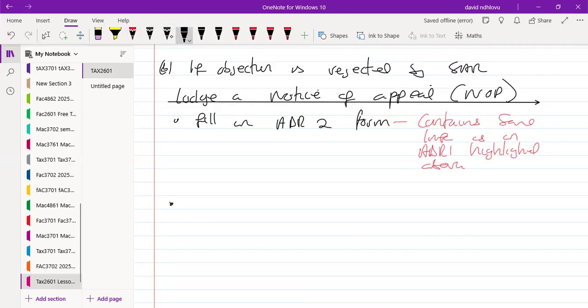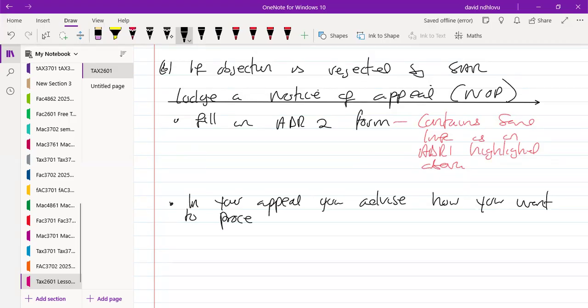Right, so in your appeal, you advise how you want to proceed. You must advise how you want to proceed, between two options. Right, number one, let me just put a bullet. Alternative dispute resolution.